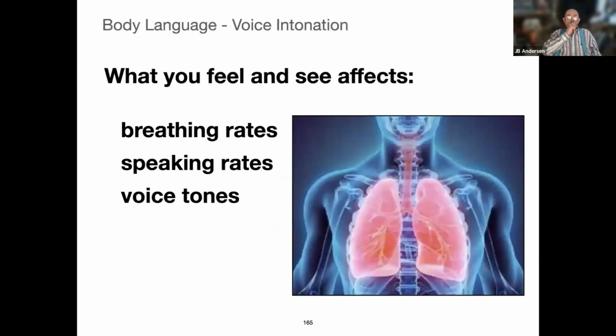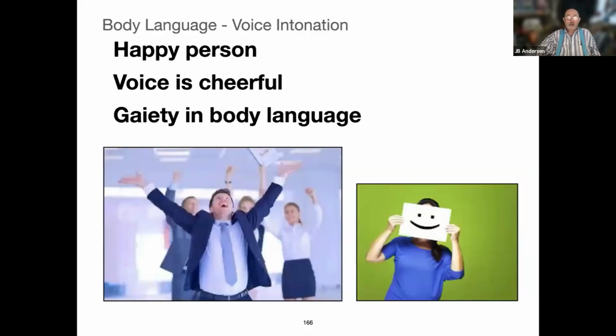Voice intonation. What you feel and see affects your breathing. Is it shallow? Is it normal? Is it heavy? And your speaking rate can tell something about what's going on. Are you talking fast or are you talking slower? And voice tones can tell if you're mean or angry about something. So breathing rate, speaking rate, and voice tones all are ways to determine how the other person is feeling.